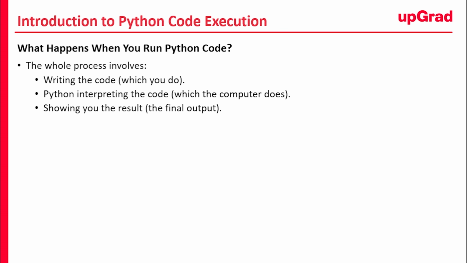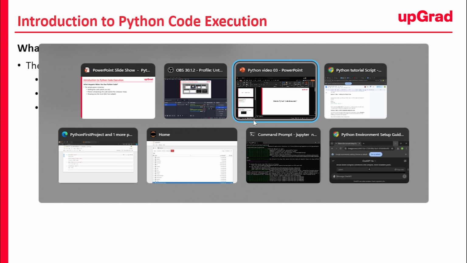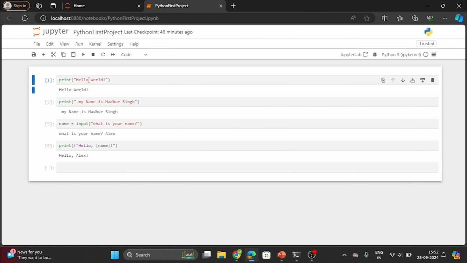So now what exactly happens when you run a Python code? Imagine you've written the same code that we just wrote, print hello world. When you run this code, Python doesn't just magically know what to do. There is a specific process happening in the background to take your code from these human readable instructions to something that a computer can execute. A computer cannot understand our language, that is English, Hindi or any other regional language. It has its own language, that is 0s and 1s.